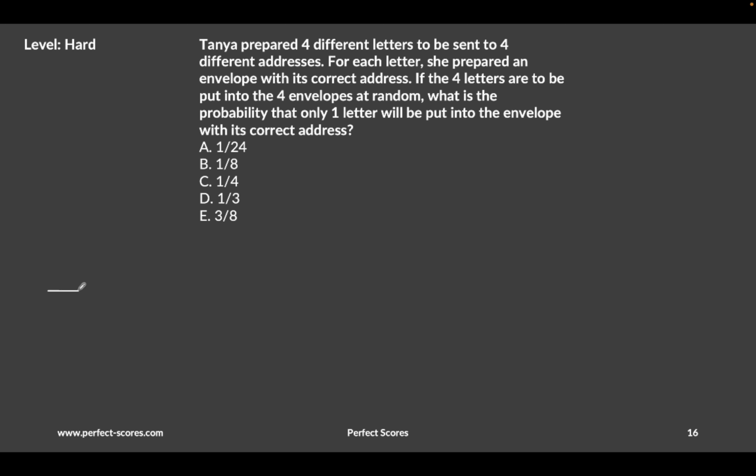Of course, there are 4 slots. So 1, 2, 3, 4. Let's fill up these slots. So you want one of them to be wrong. So you want 1 W, and you want 3 to be incorrect. So 1 is incorrect, the second one is also incorrect, the third one is also incorrect. So these are the slots that you get.